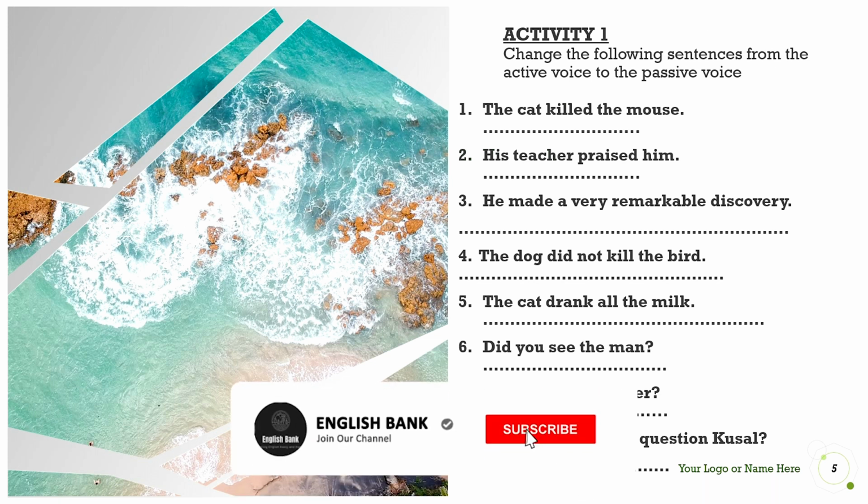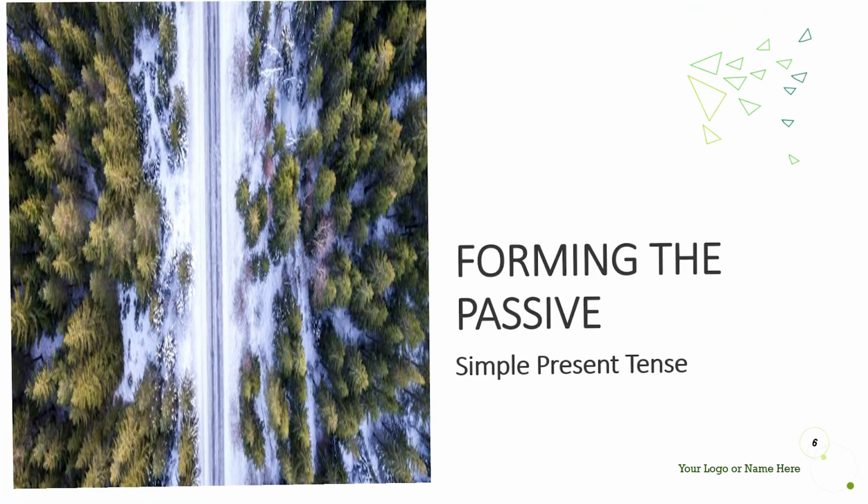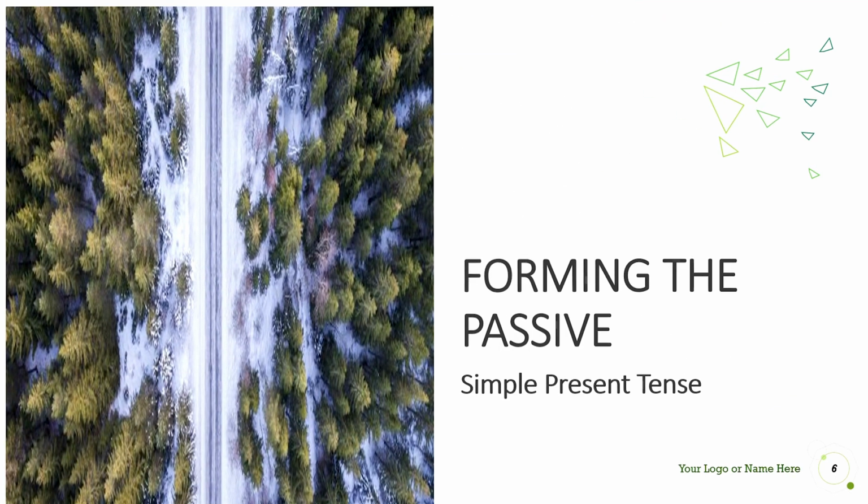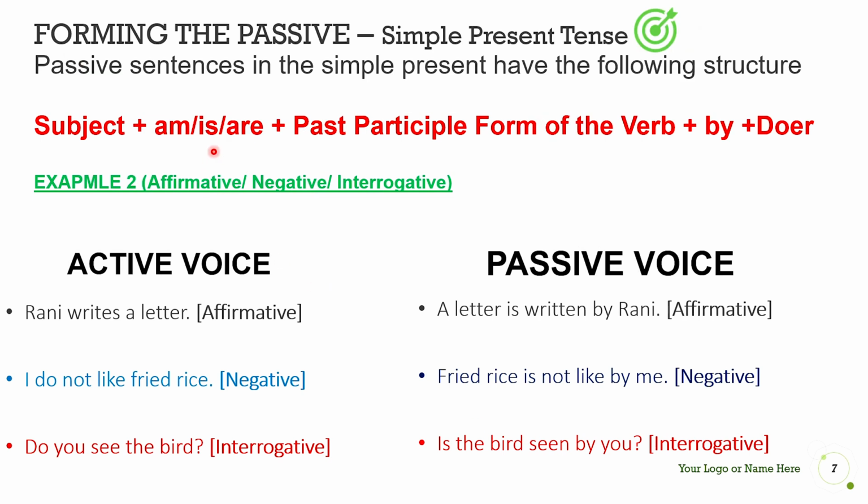Now we take the simple present tense. Passive sentences in the simple present tense, affirmative form, have this structure. Look at this example. Now study the passive voice sentence with the structure. Notice how it is formed. Here we use the singular present tense form of the be verb, is, and the past participle, written, of the verb.